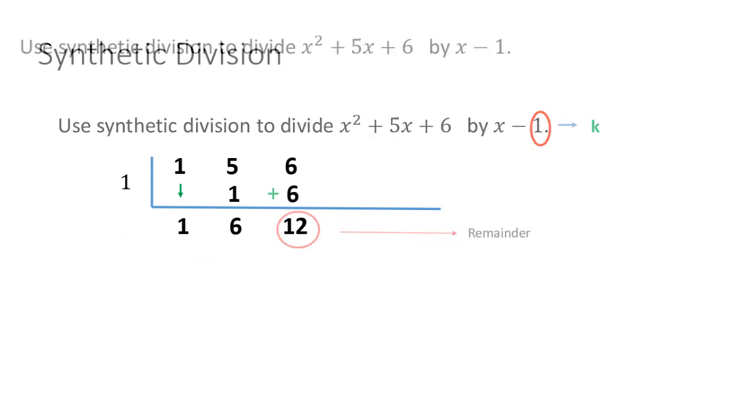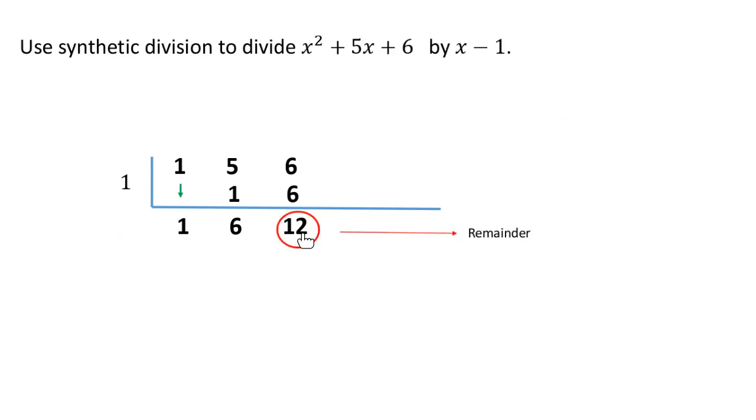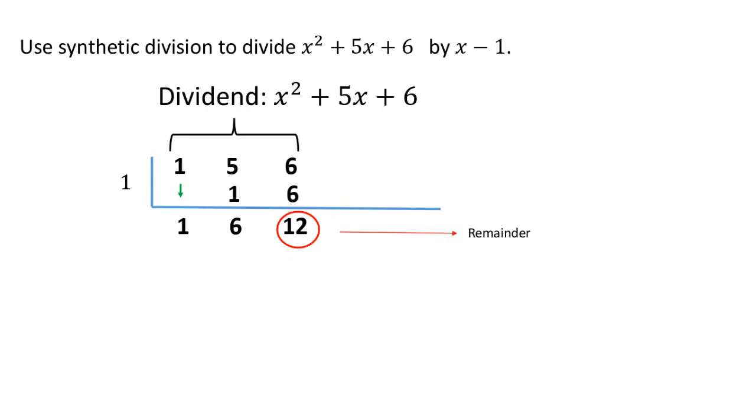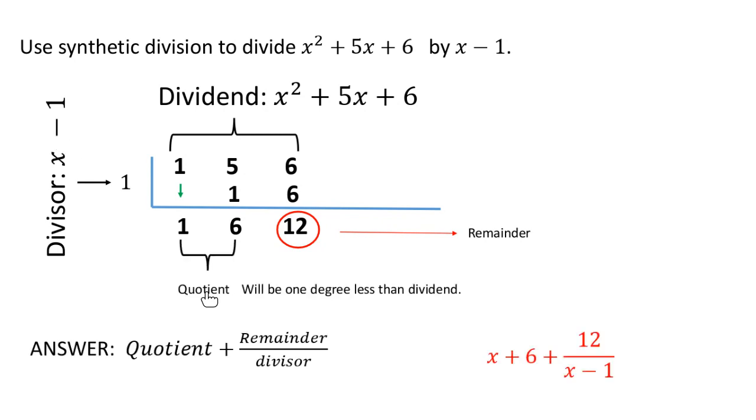So in this example, our remainder, which is the last number here, that's going to be 12. Our dividend is x squared plus 5x plus 6. That's what we're dividing, that's what we want to divide into. And then we have our divisor, which is x minus 1. And then the last thing is going to be our quotient.